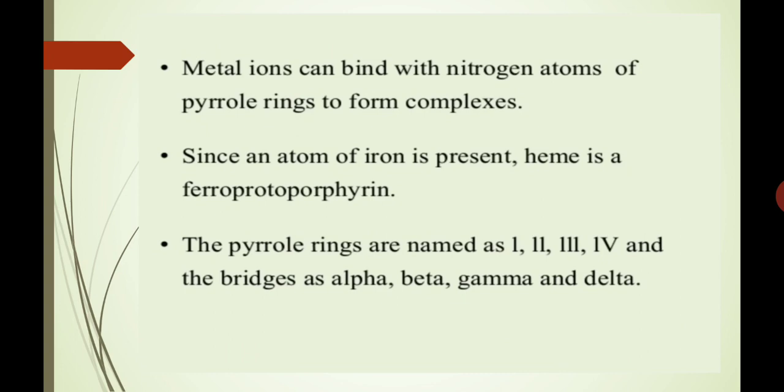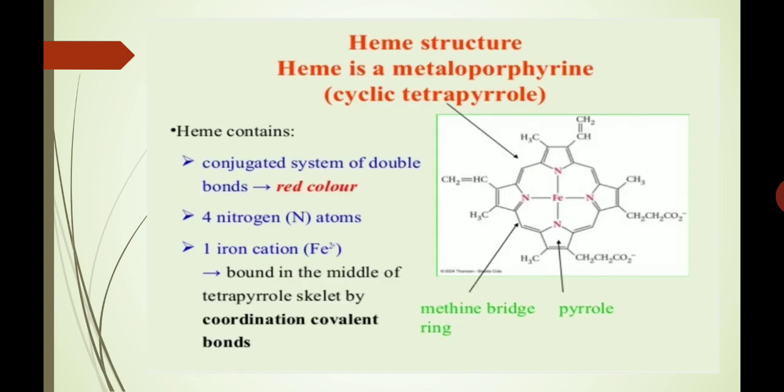Metal ions can bind with nitrogen atoms of the pyrrole rings to form complexes. Since an atom of iron is present, heme is a ferroprotoporphyrin. The pyrrole rings are named as first, second, third and fourth, and the bridges as alpha, beta, gamma and delta. Here we can see the heme structure.